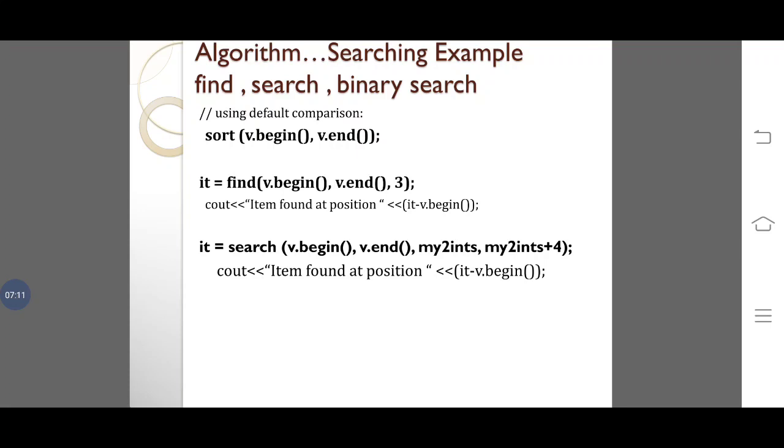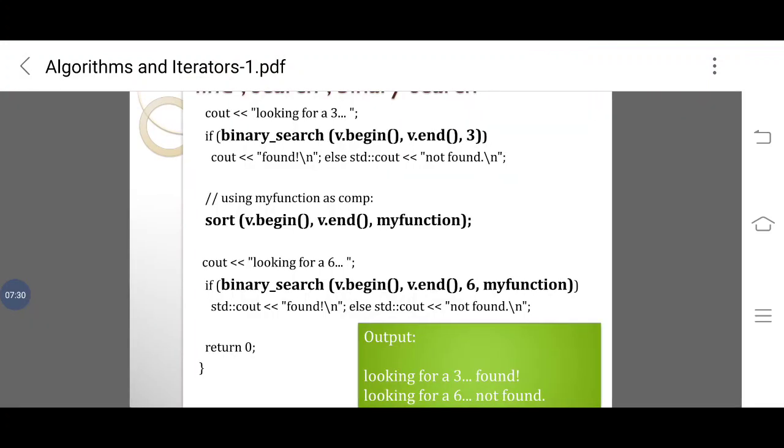I write search(v.begin(), v.end(), ...), and from my vector's beginning position to my end position, if I want to find a range of elements, my integers, it will give me the position where it has been found. Okay, so this is how I am using the search function.